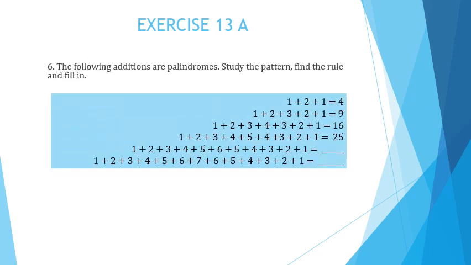Now children, the next question is, the following additions are palindromes. Study the pattern, find the rule and fill in. Now children, see how it is a palindrome. See, 1 plus 2 plus 1. When we read it from forward, it is coming 1 plus 2 plus 1. But if you read it from backward, how will it be read? Again it will be read like 1 plus 2 plus 1.